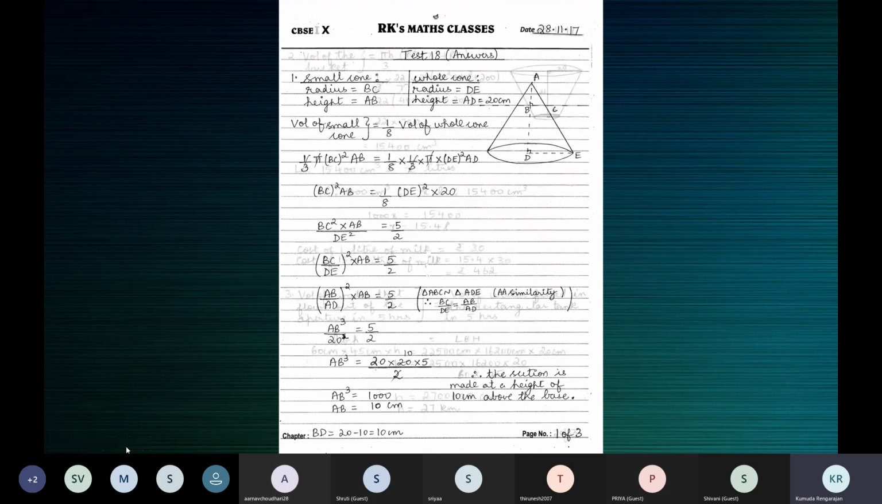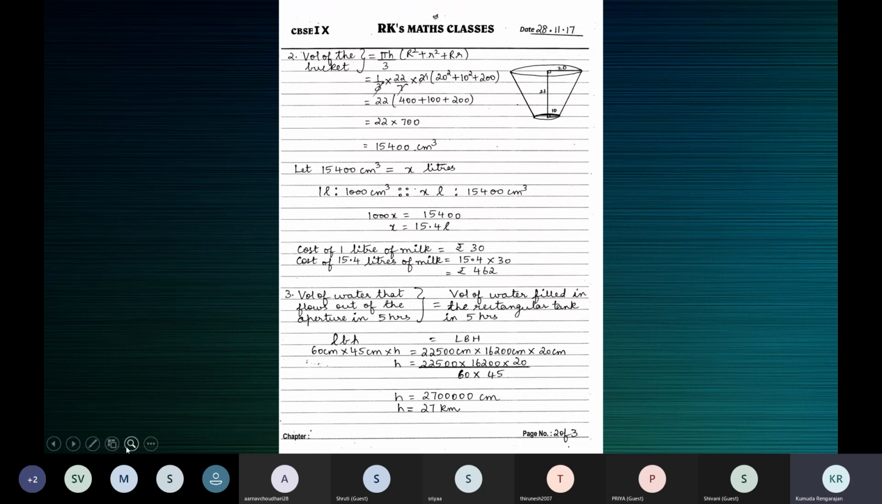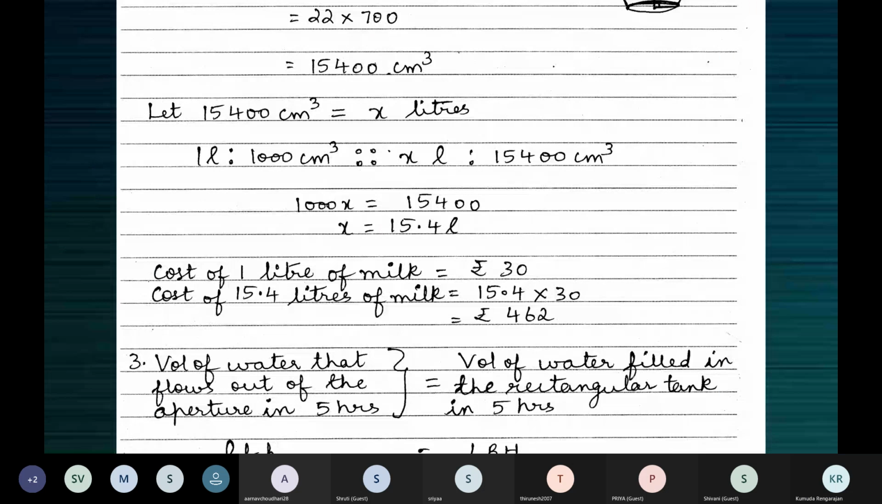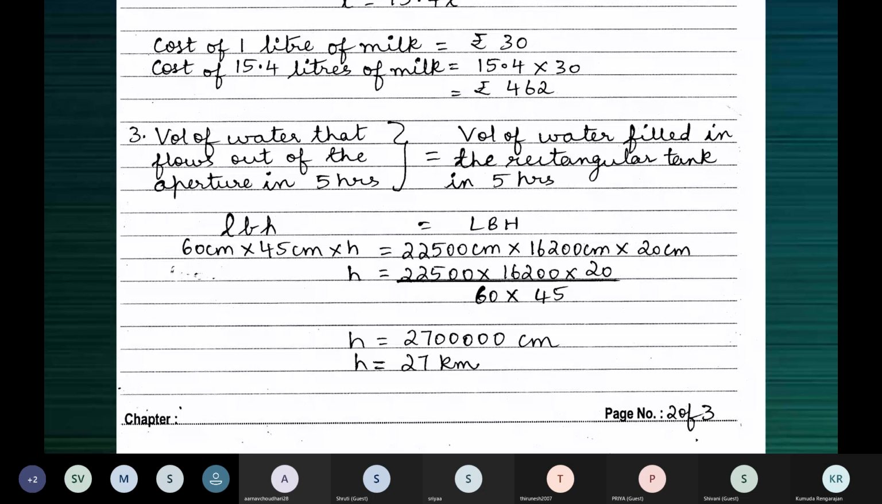Yeah, I have the answers here. So you can see the steps here, children. Ignore this one. See the third answer. Volume of water that flows out of the aperture in 5 hours is equal to volume of water filled in the rectangular tank in 5 hours.